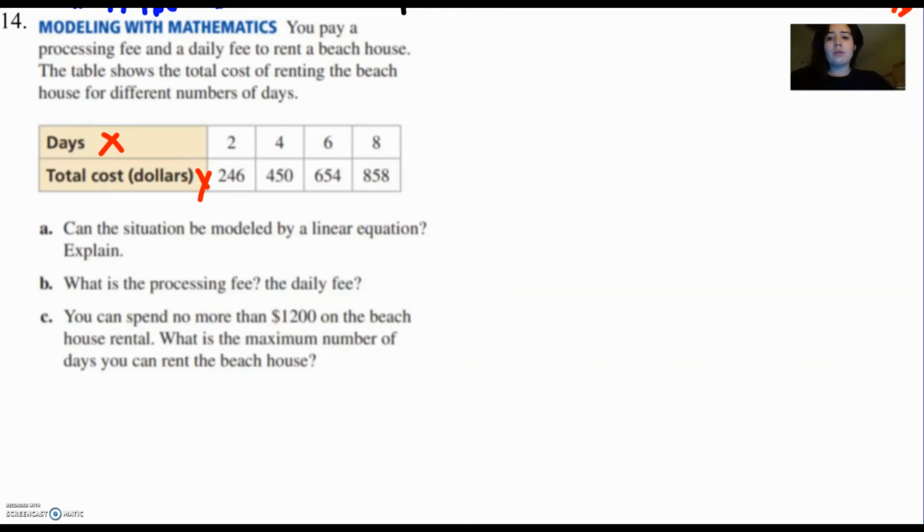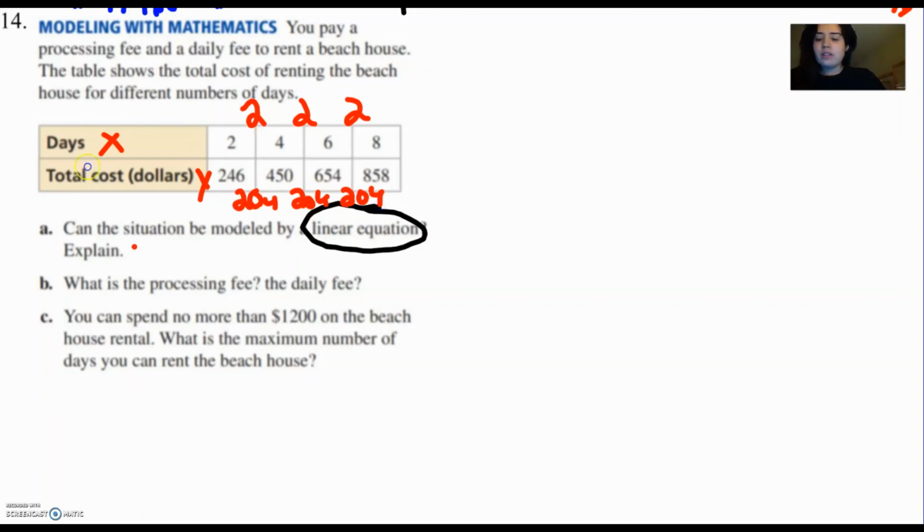Can the situation be modeled by a linear equation? Okay, so when we're given a table, we know how to figure out if something is linear. All we're going to do is check for a constant rate of change. Days always change by 2, and cost always changes by 204. Okay, so for A, we're going to say yes, and I'm just going to say constant rate of change.